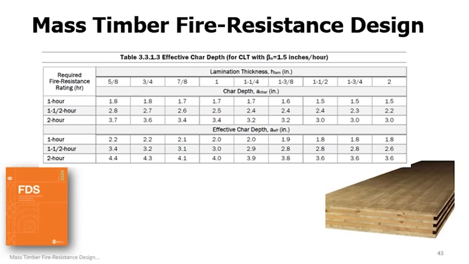Notice that the effective char depth values in this table are generally greater than the values in the FDS table that I showed for other wood members. This is not because CLT has different nominal char rates. In fact, it's assigned the same nominal char rate as for other wood member types, and that's usually taken as 1.5 inches per hour. But rather, the reason for this difference is because of the different char depth models that are used. And as I mentioned, CLT uses a separate model. Note also that CLT with thinner laminations has a greater effective char depth at a given fire resistance time. And this too is the result of the CLT char depth model.